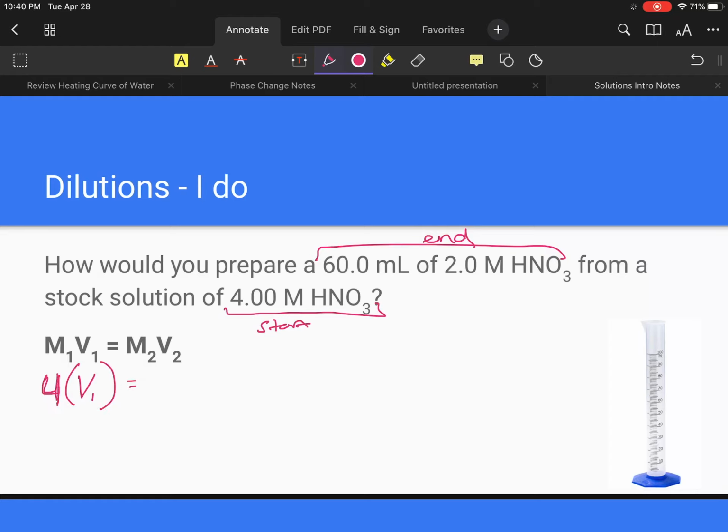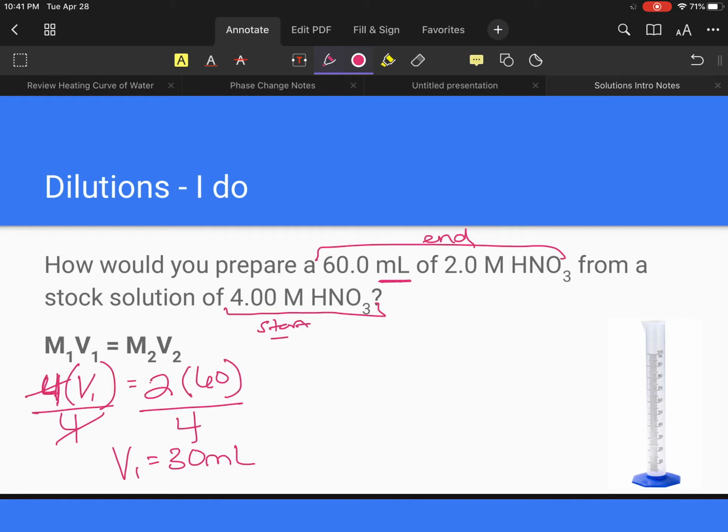I need to know how much of my start I'm going to add, and then my ending, 2, and then 60. For this formula, it's okay to leave it as milliliters because my answer I can also have in milliliters, okay? So I don't have to change this to liters. So I'm just going to multiply, 2 times 60, divide both sides by 4, and I get 30. So what this is saying is that I need 30 milliliters of this starting solution.